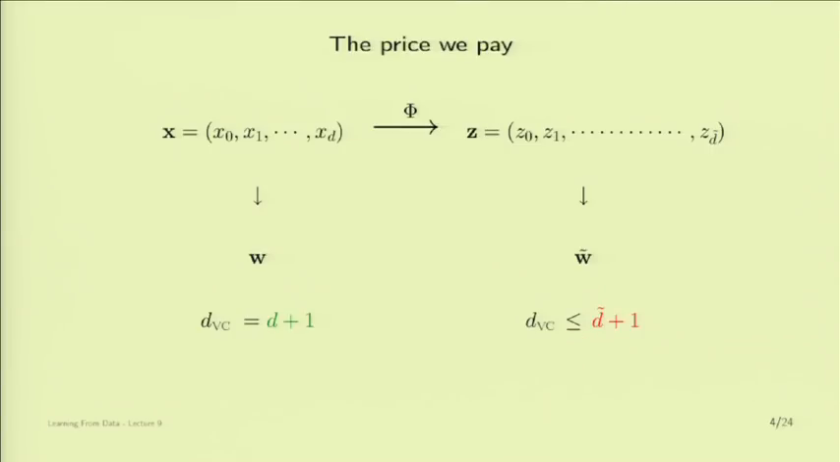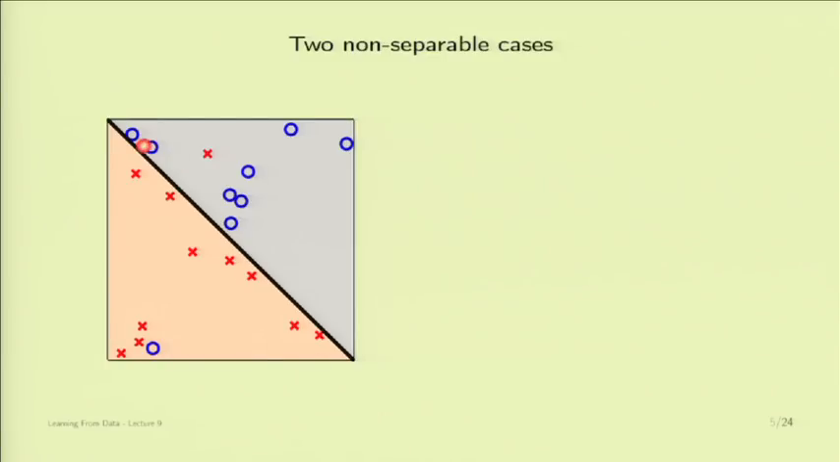So let's apply this to two cases where we use nonlinear transformations, in order to appreciate in practical terms what is the price we pay. The first non-separable case is a pretty easy one. It's almost separable, except for some points that you can consider maybe outliers. This red point is in the blue region, this blue in the red region, but otherwise everything can be classified linearly. So one may think of this case as really linearly separable with just a bunch of outliers. Maybe we shouldn't use a nonlinear transform, just settle for the linear transform. We will talk about that.